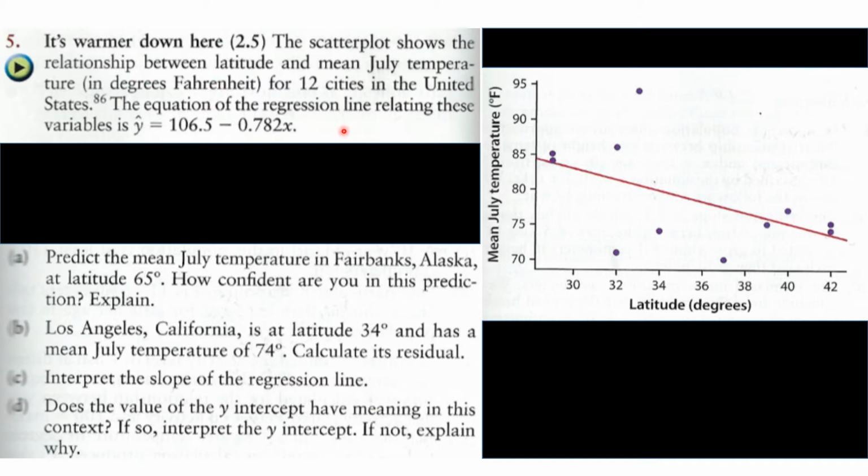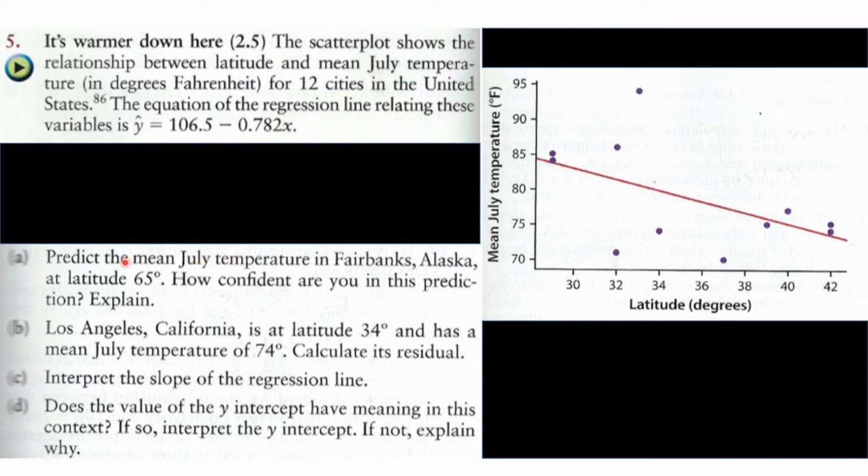We have the latitudes of 12 cities, and we also have mapped the mean July temperatures of those 12 cities. We can see that latitude is on the x-axis, so that's going to be our explanatory variable. Mean July temperature is going to be our response variable. And so our predicted mean July temperature is equal to 106.5 minus 0.782 times the degree latitude of that city.